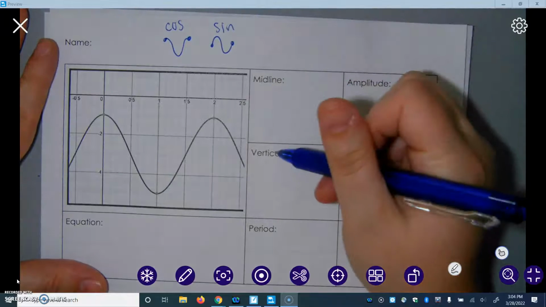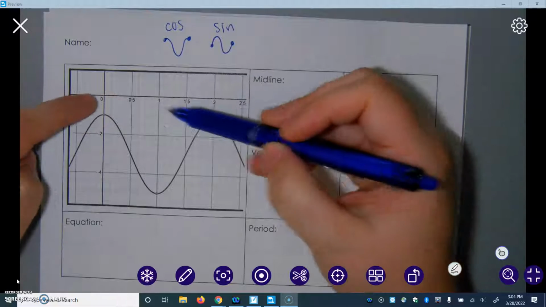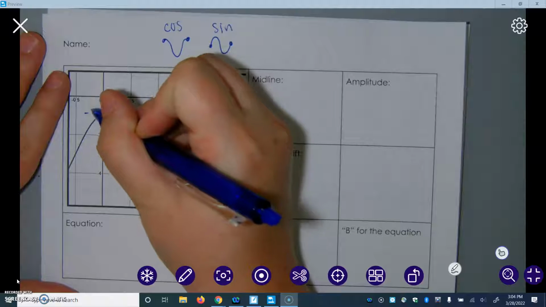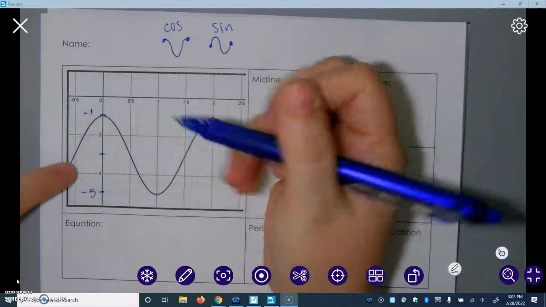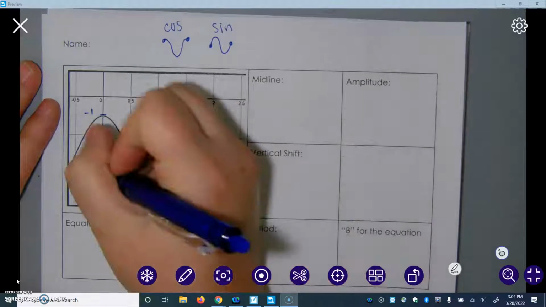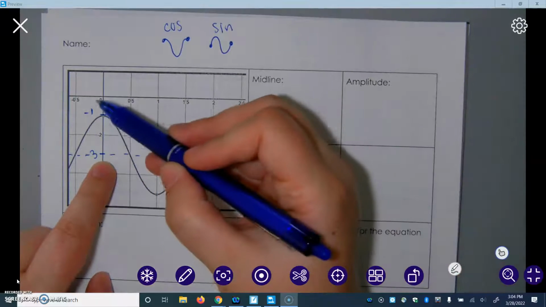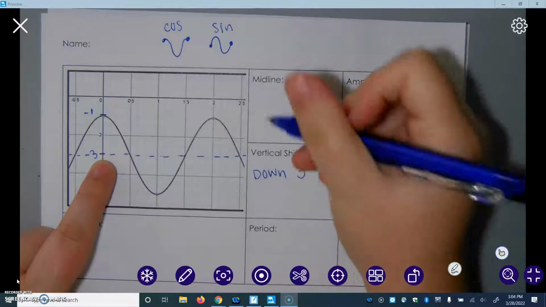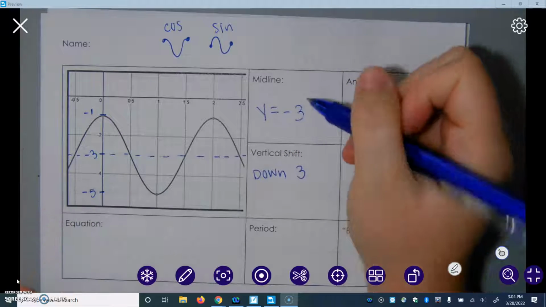All right, the midline is the vertical shift. So normally the middle of the graph is at 0. So I'm going to try to figure out where the middle of the graph is. So this looks like -1, and this looks like -5. So -3 is probably the middle of the graph. So that's my vertical shift. Now 0 is up here, so this means it went down 3. The midline is an equation, so it's y equals, and this would be -3.